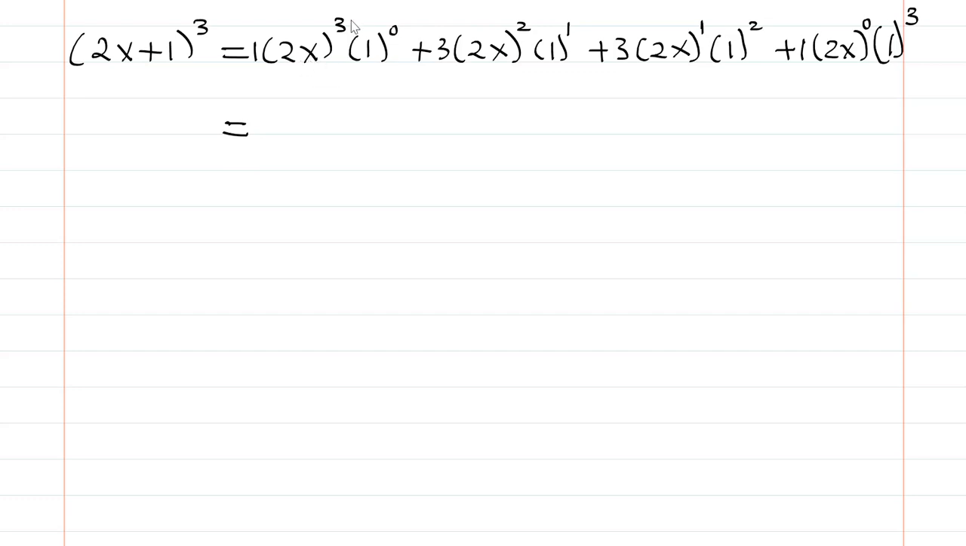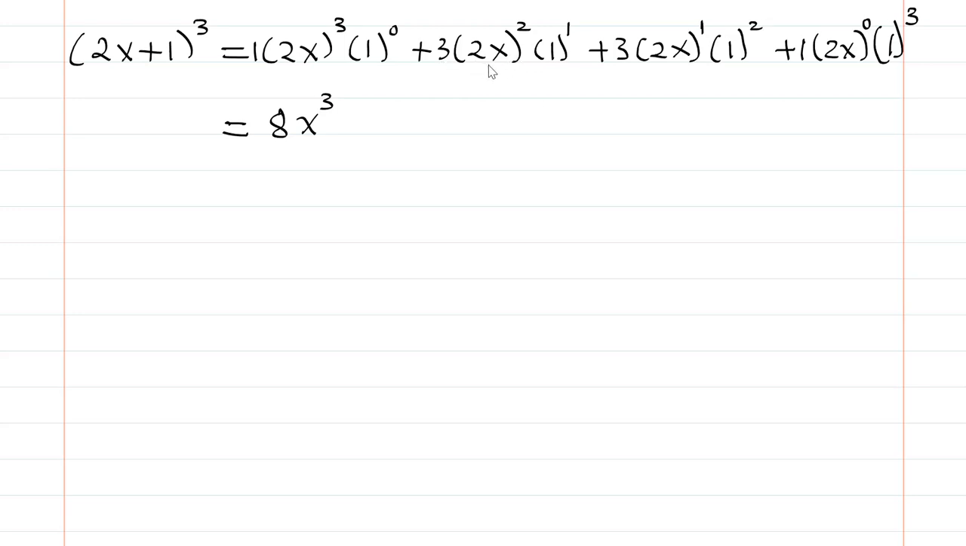What is 2x power 3? That is 8x cubed. 2 power 3 is 8, x power 3 is x cubed. Then times 1, you still have 8x cubed. 1 to the power 0 is 1. 1 times 8 is still 8. It makes no difference. Also here, 1 to the power 1 is 1. And if we multiply 1 by this, it makes no difference.